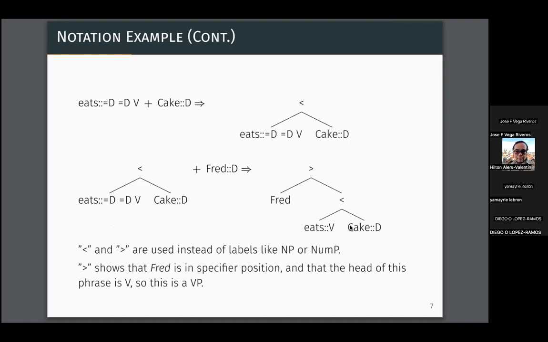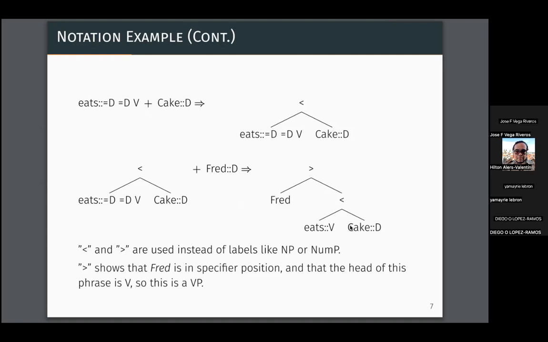So here's an example. It might look a little complicated, but like we said before, we're using arrows to indicate categories, right? So we're replacing categories with arrows. And the way the arrow is pointing indicates whether something is a specifier and the head of a phrase. So in this example, Fred is in the specifier position, and eats is the head of the phrase. So that makes this phrase a verb phrase.